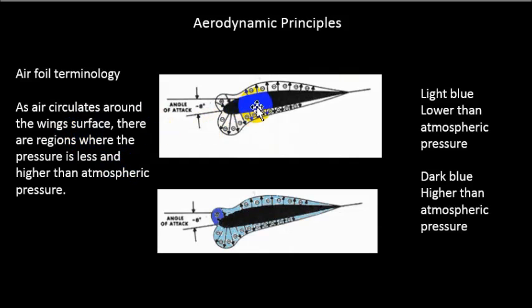as air circulates around the wing surface, flowing over the top and the bottom, there are going to be regions where pressure is less than and higher than atmospheric pressure. The light blue shows the lower atmospheric pressure, and the dark blue shows pressures higher than atmospheric pressure. So you can see light blue here, dark blue is higher.